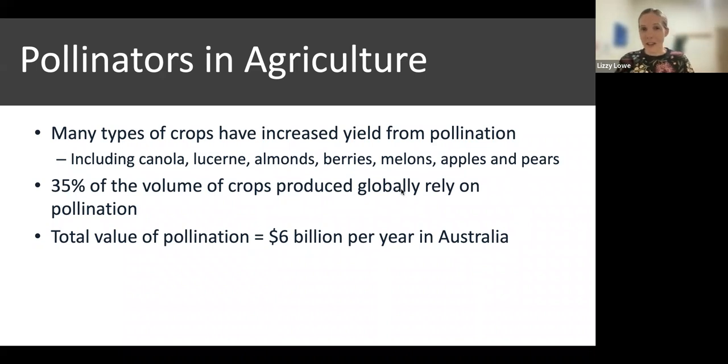And if we look at the amount of food that is produced across the whole world, about 35% of all the food produced, of the volume of food, relies on pollination. If we look at this just in Australia, the amount of money that has been put towards this equals about $6 billion per year. So pollination is very, very important to the production of food in Australia.